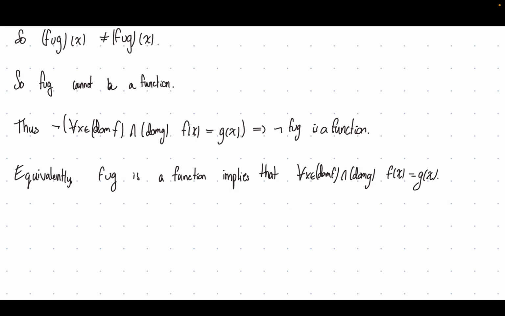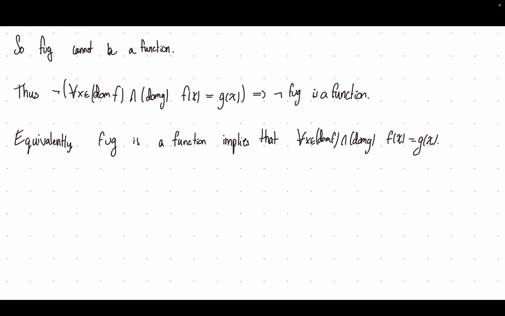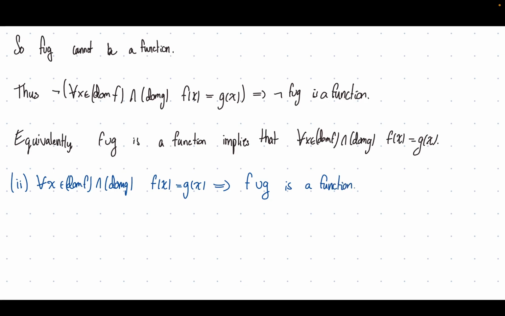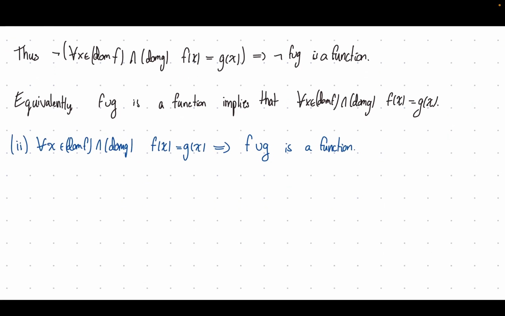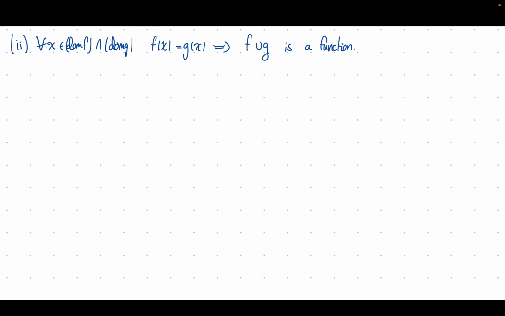So, what's next? What's next is showing that if f of x is equal to g of x, that implies that f union g is a function. Now, for this one, what I did was consider that there are three cases, or let's see, I'll get to it in a second.